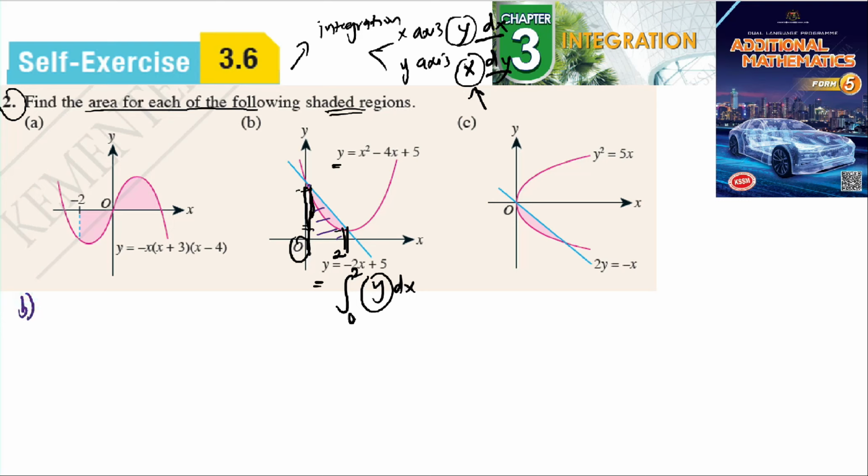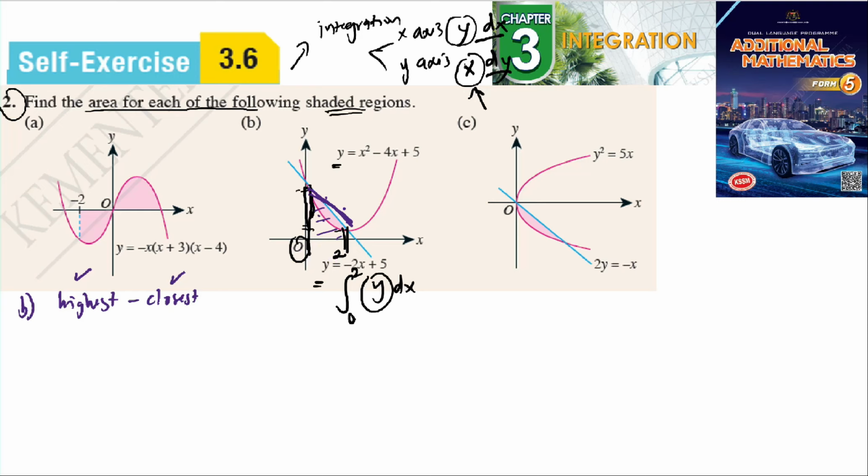So the formula is actually you take the highest one, or the furthest from the x-axis, minus the closest one. So furthest first minus the nearest. So why? Because this one, for example, this line is the furthest, right? Compared to these two lines, this one is the furthest. So this one is up here.